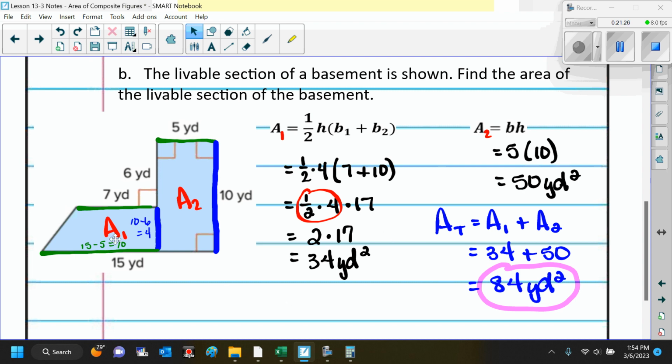The area of a trapezoid is 1/2 times the height times the sum of the bases, and the area of a rectangle is just base times height. So with the trapezoid, we had to do some calculating to get some of the dimensions. So we have 1/2 times the height. So this is the height. Now, of course, this is the height that we want.